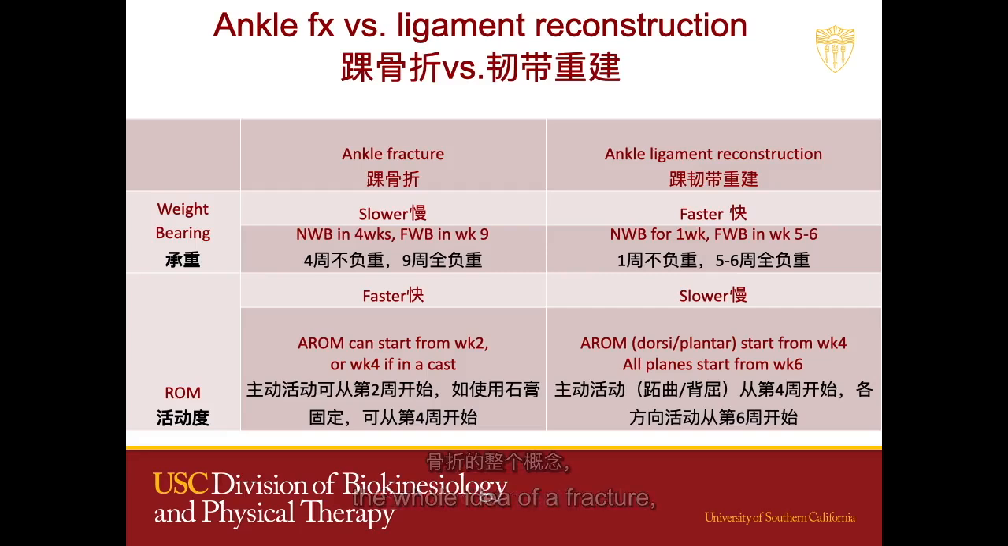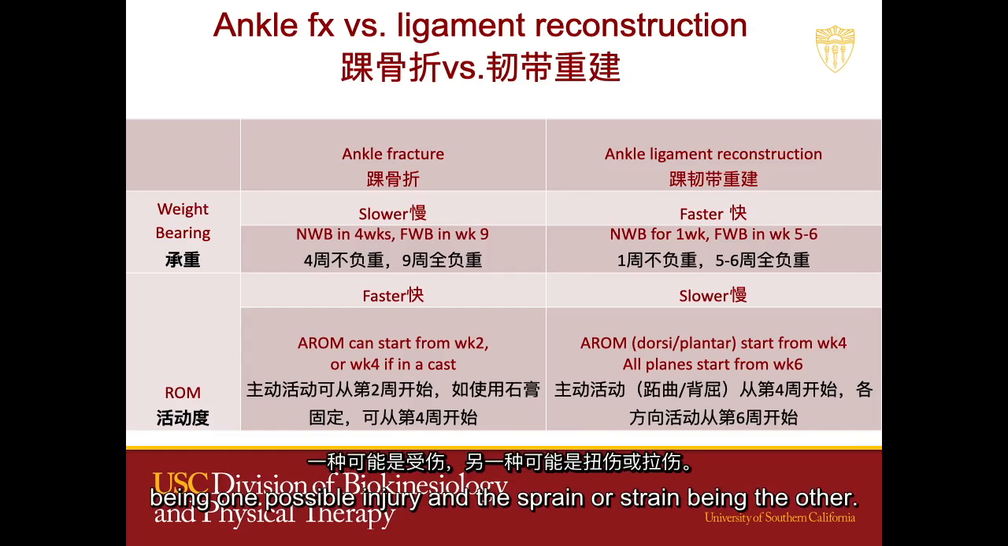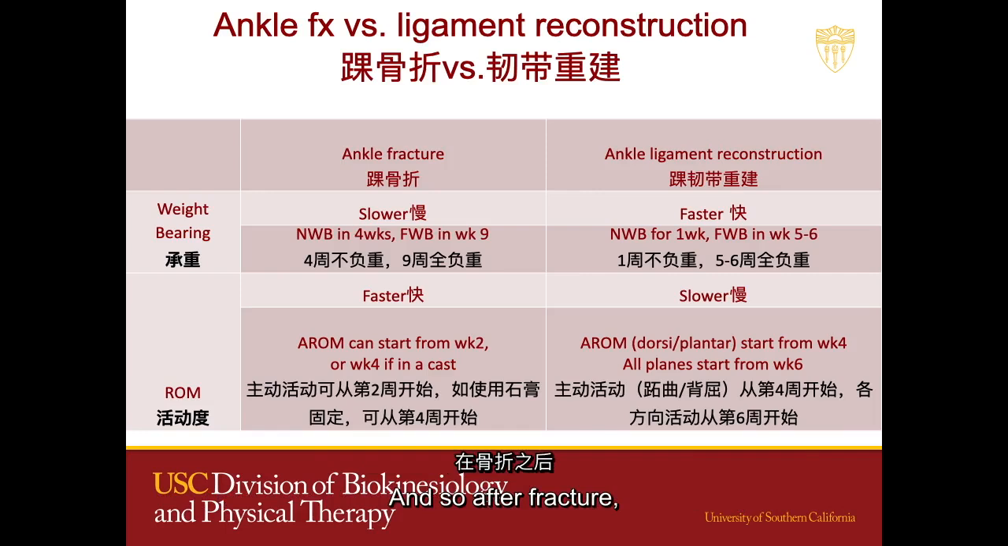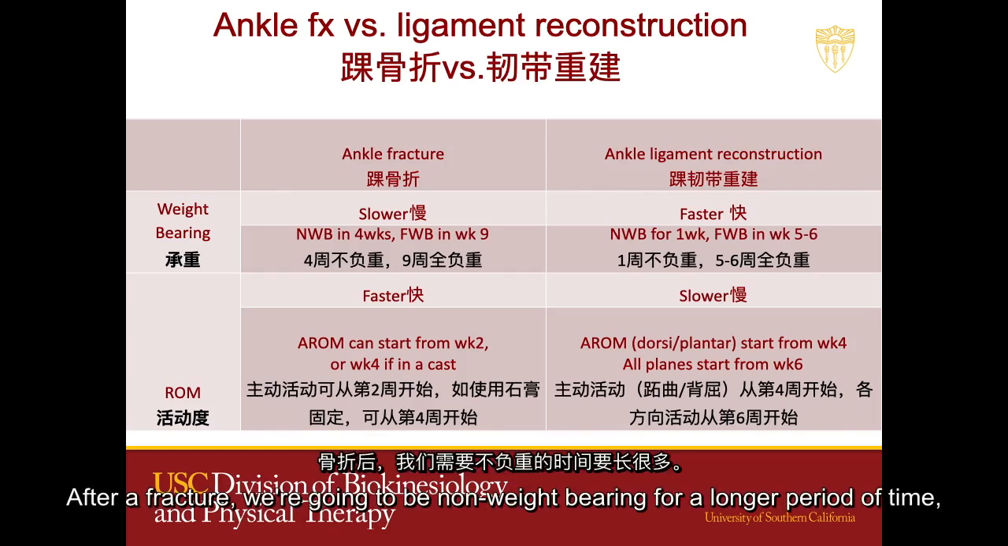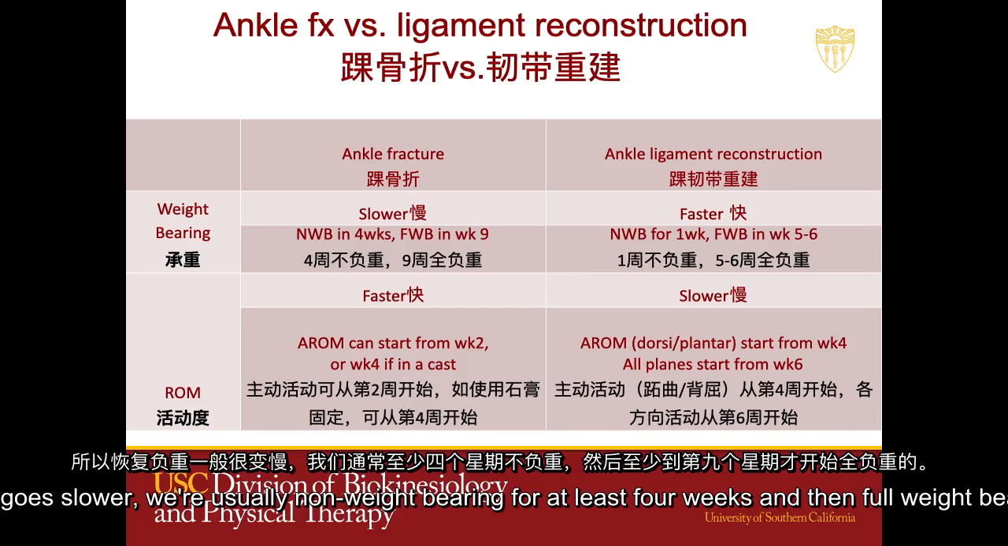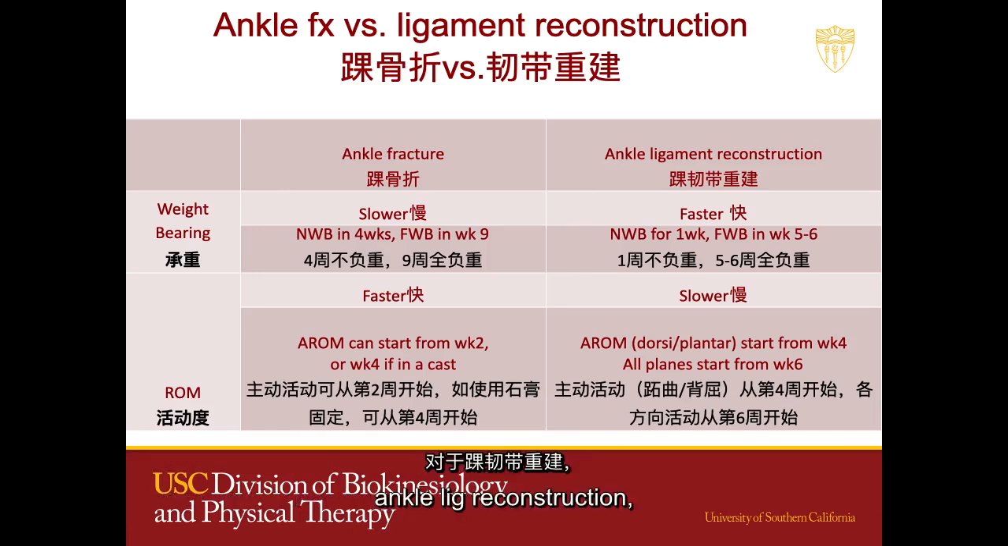So I kind of mentioned the whole idea of a fracture being one possible injury and the sprain or strain being the other. And so after fracture, there's going to be a certain rehab protocol, and after ligament reconstruction, there's a rehab protocol. Basically after a fracture, we're going to be non-weight bearing for a longer period of time. So weight bearing goes slower. We're usually non-weight bearing for at least 4 weeks, and then full weight bearing at week 9. Whereas with an ankle reconstruction, we're going to start weight bearing after usually 1 week, and then we're into full weight bearing in a cast at 5 to 6 weeks.